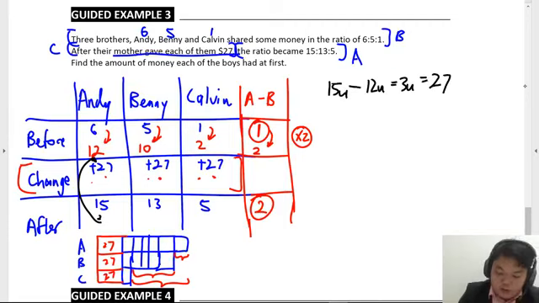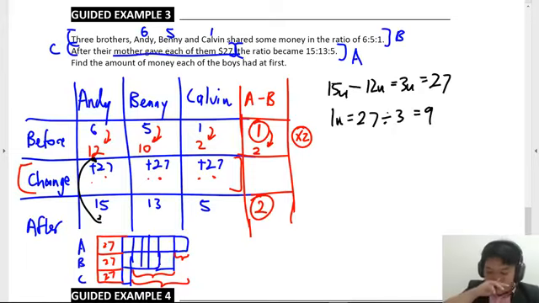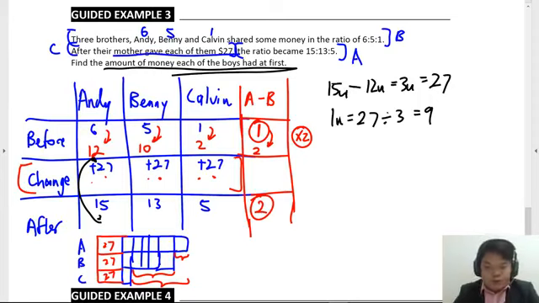These 3 units is precisely the $27 that they received from their mom. Then once we know that this is the case, we can say that 1 unit will be 27 divided by 3 to give you 9. Then we can find out the amount of money each of the boys had at first. Okay, so how do we do that?